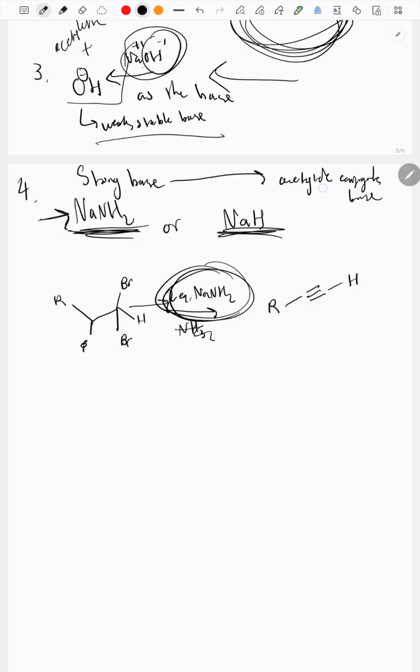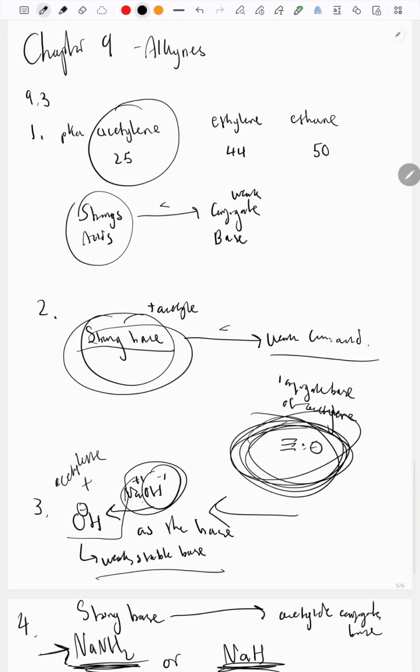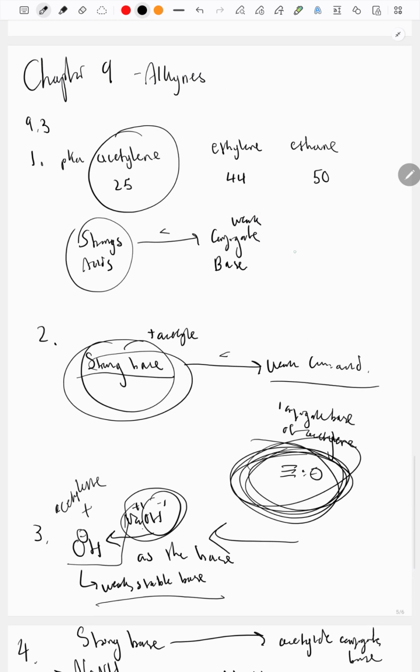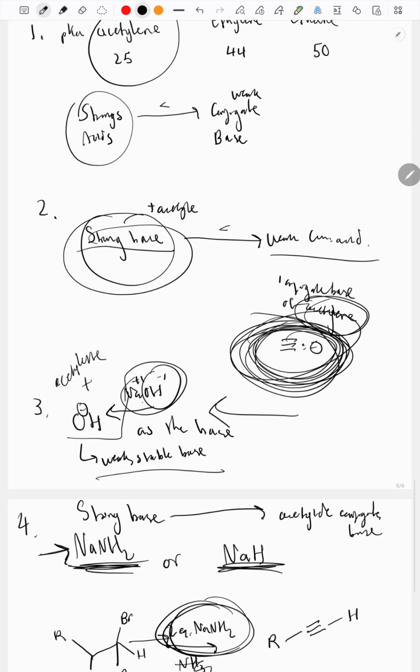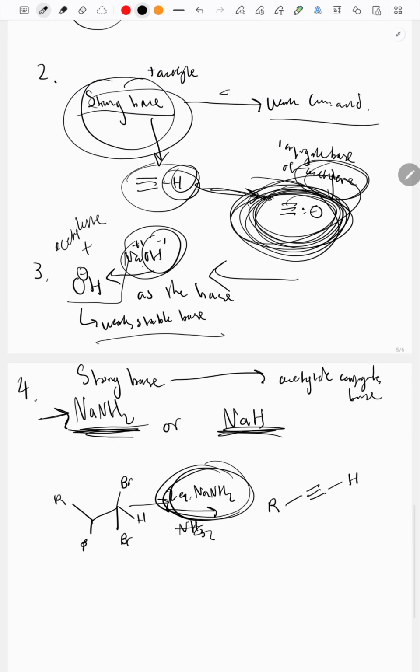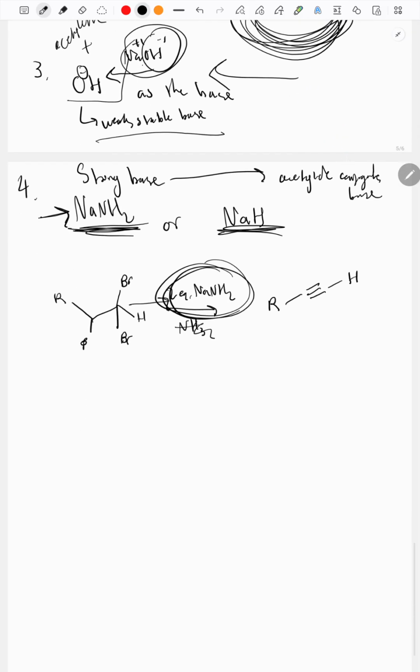But what we learned from above was that we could also use strong bases to deprotonate an alkyne to form an acetylene conjugate base, which looks like this. How do we do that? It's because it came from something like this. This is the acetylene, and the strong base will deprotonate this to turn into that. So this is the strong base, as we just talked about.